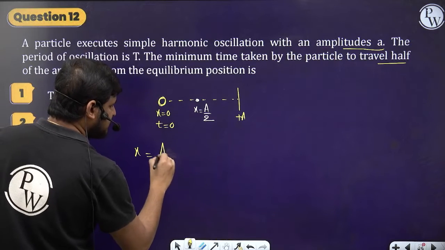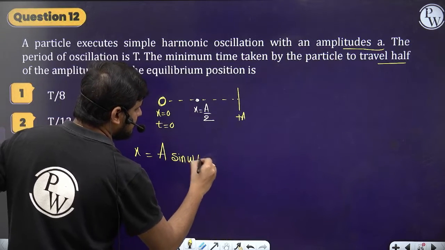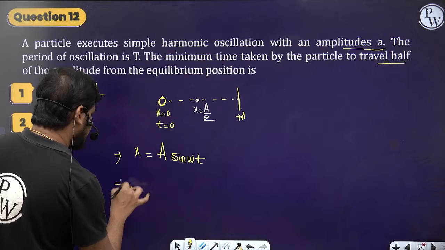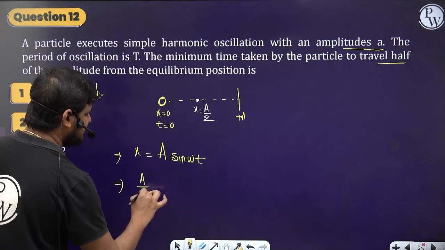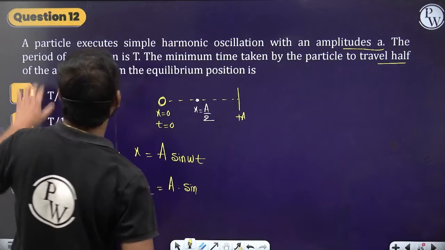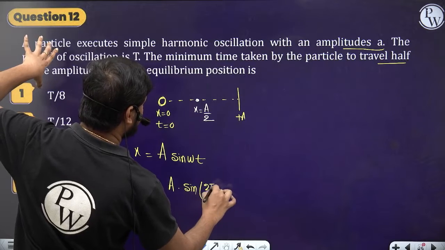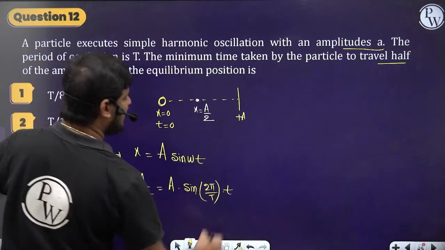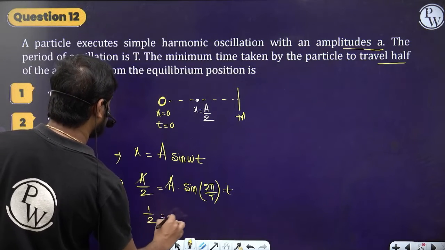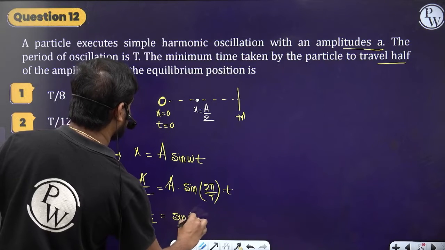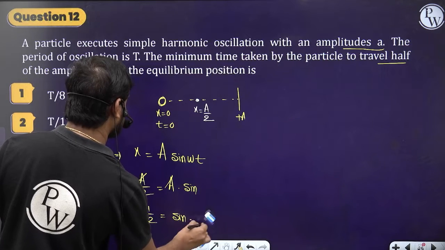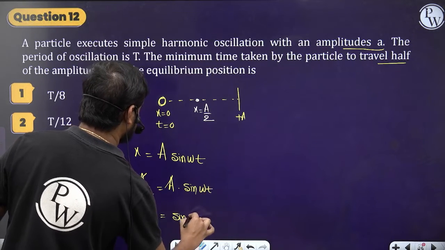So x is equal to A sin omega t if it starts from the mean position. Now, how much displacement has it traveled? A by 2, which is equal to A sin omega t. The time period is given, so in place of omega I am substituting 2 pi by T. Then this T I have to calculate. This A cancels, so then I can write 1 by 2 is equal to sine of omega t. Later we'll do the calculation of T, so here let it be omega t.